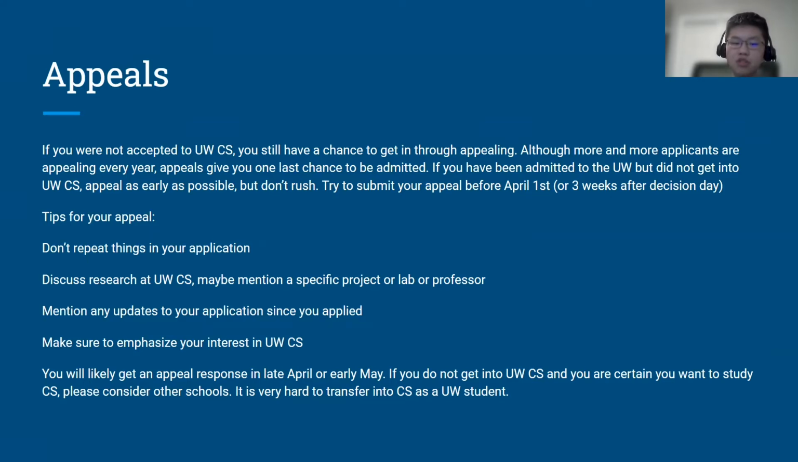And here's some tips for your appeal. Don't repeat things in your application. This is a new opportunity for you to describe stuff that maybe wasn't in your application. Don't just repeat the same stuff that you already said, because it's clear that your application for CS was not accepted. So now try to mention new things that might help you get into CS.